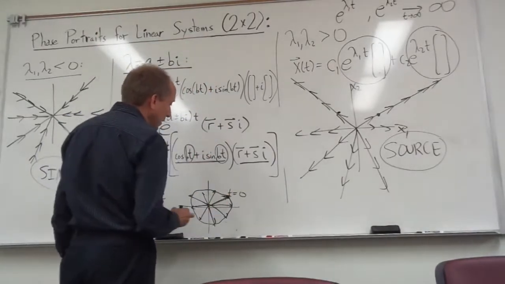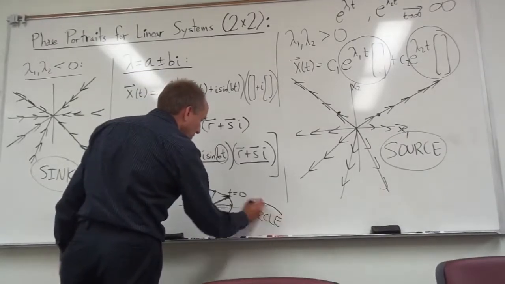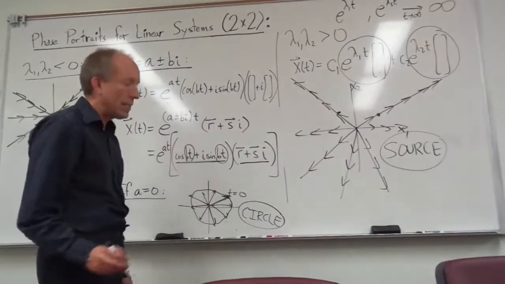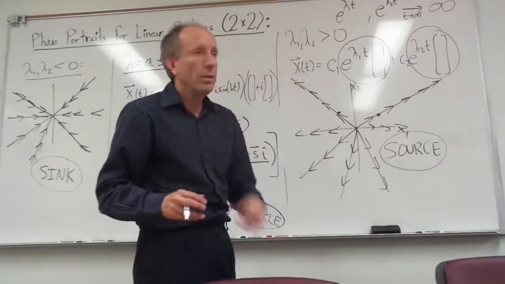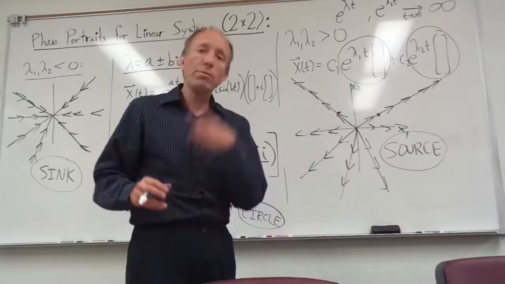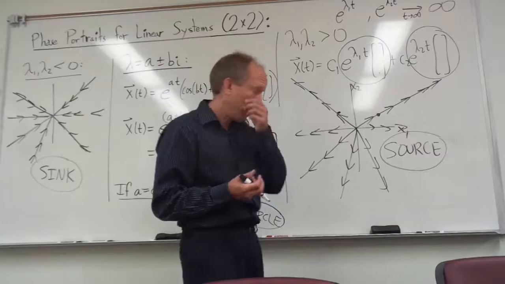So that's the idea here, and this is called a circle. This kind of a phase portrait is called a circle, which just means it's not necessarily exactly a circle. It just means that the vector keeps tracing over itself over and over again in a periodic nature, right?